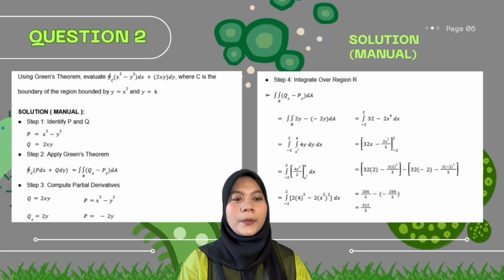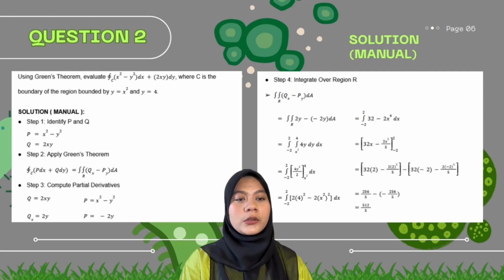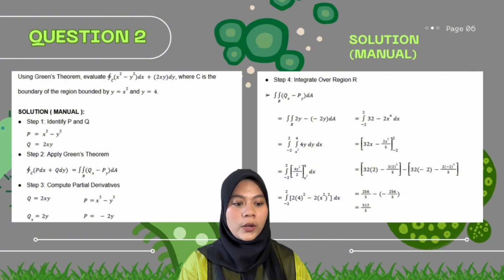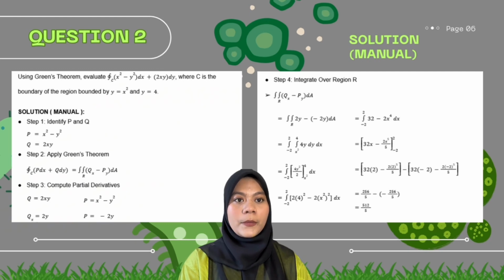Now, we compute the partial derivatives. Since Q equal to 2xy, the partial Q with respect to x will be 2y. And since P equal to x squared minus y squared, the partial P with respect to y will be negative 2y. Then we substitute this into the formula. We get partial Q with respect to x minus partial P with respect to y equal to 2y minus negative 2y. So the answer will be 4y. So the line integral is now transformed into the double integral over region R of 4y dA.